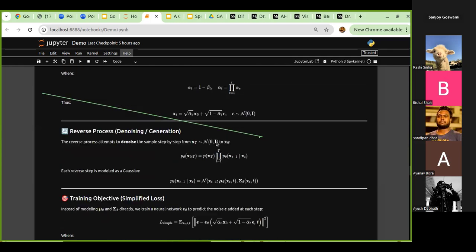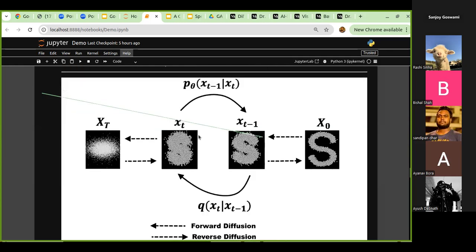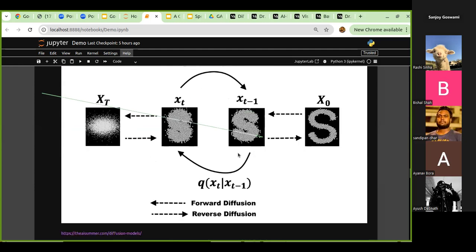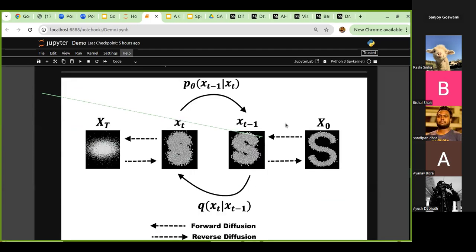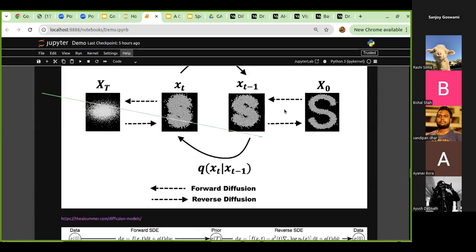Then comes the diffusion. As I mentioned, you have the input data, say for example S. At every step you are adding some noise to it, and you get complete noise. Again, you try to reconstruct the S in the reverse process. So in the forward process, it is basically trying to get what will be x of t given x of t minus 1.